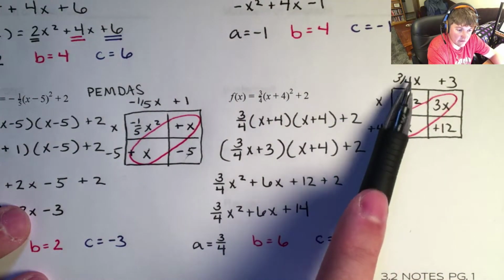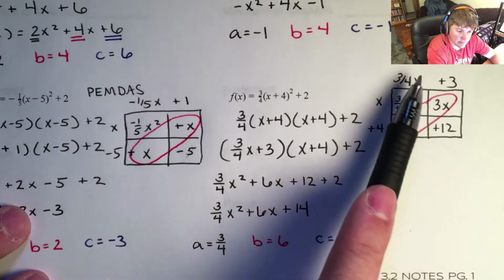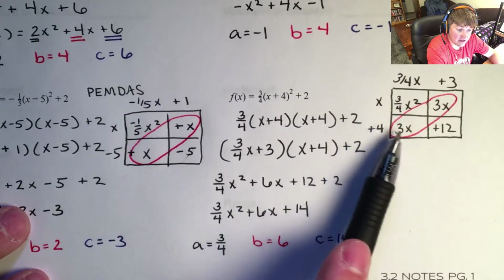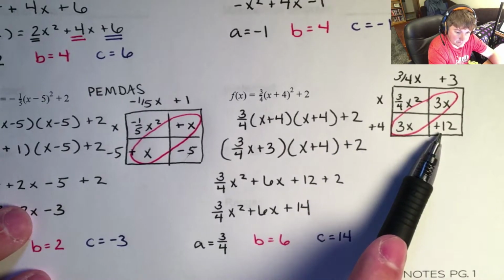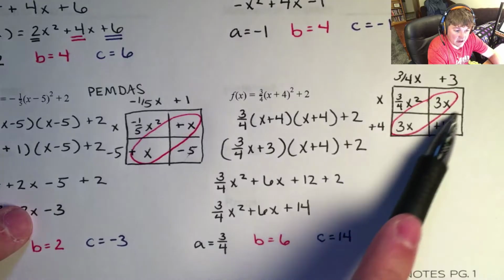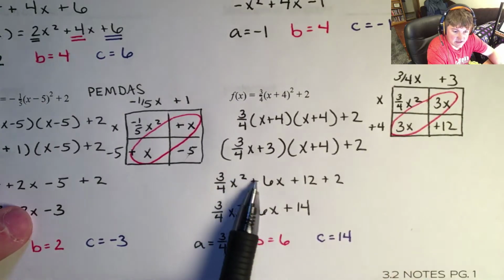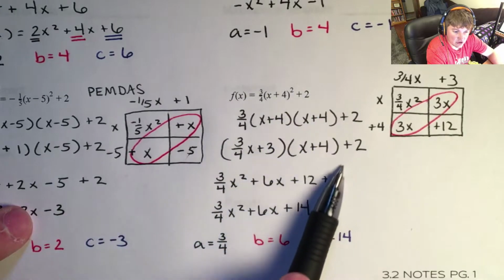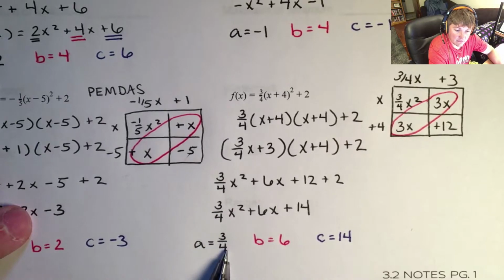Okay, so x times 3/4 x is 3/4 x squared. 3 times x is 3x. 3/4 x times 4 is 3x. Again, 3/4 of 4 is 3. So that's how I can do that in my head. 3 times 4 is 12. Okay, so then here, these combine into 6x. So I get 3/4 x squared plus 6x plus 12. Okay, and then again, this plus 2 that's being dragged along. Lastly, I add these to get 14, making my a value 3/4, my b value 6, and my c value 14.